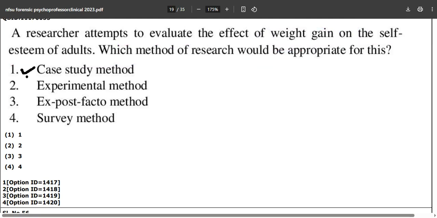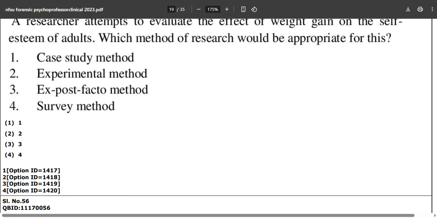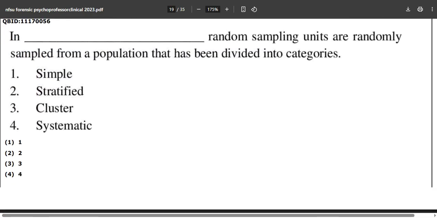What it will be? Will it be a case study, experimental method, ex post facto, or survey method? A researcher attempts to evaluate the effect of weight gain on the self-esteem of adults. Obviously, it is not a case study, not an experiment. Survey, how you can do it, is an ex post facto method. You have to study research in great detail, great depth if you have to solve these questions of forensic psychology.